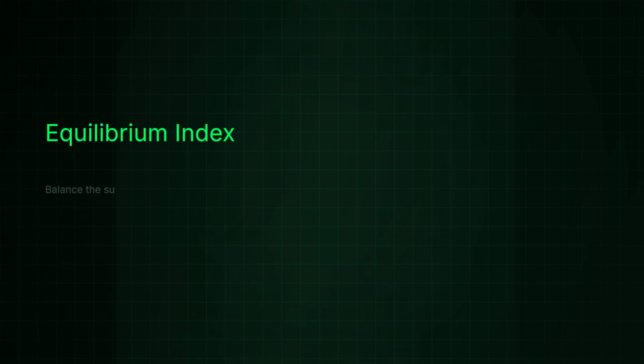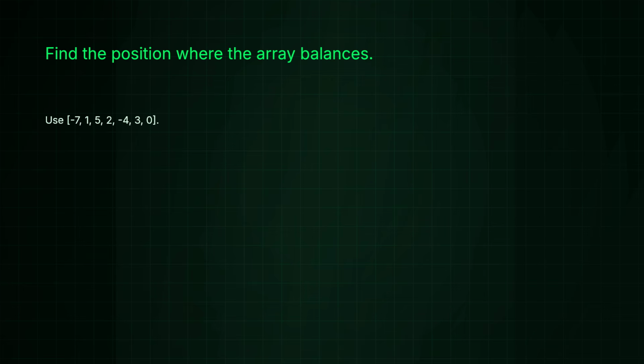Equilibrium index. Balance the sum on both sides. Find the position where the array balances. Use -7, 1, 5, 2, -4, 3, 0.